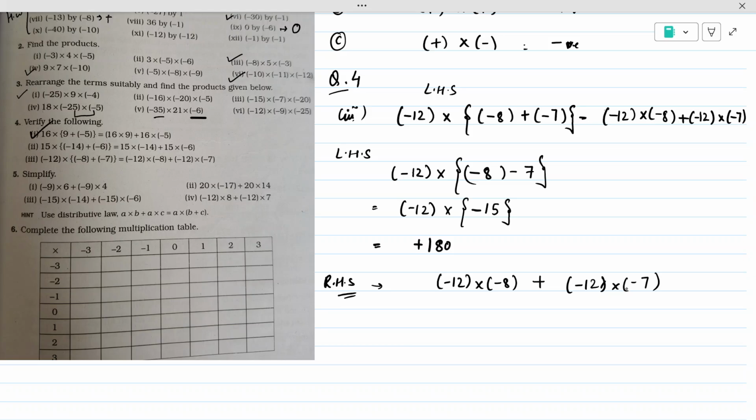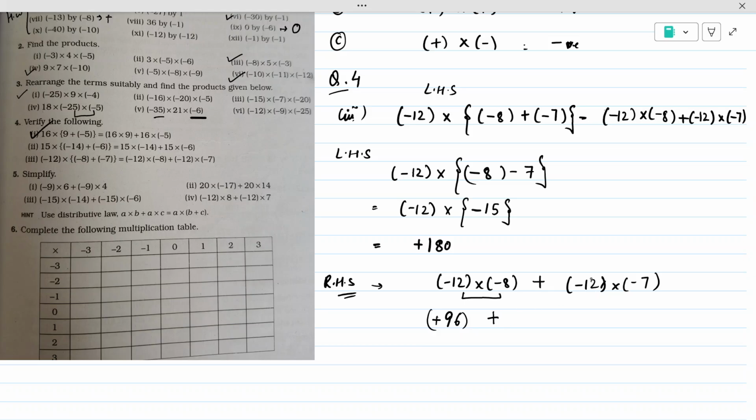So when we multiply 12 with 8, we'll get the product as 96. 12 into 8 is 96, right? And minus into minus is plus. So by solving these two, we have got plus 96. And then we have this plus, which I'm writing here.